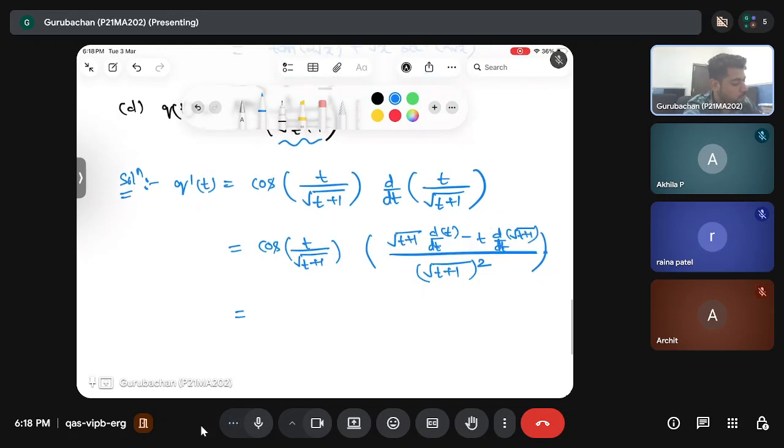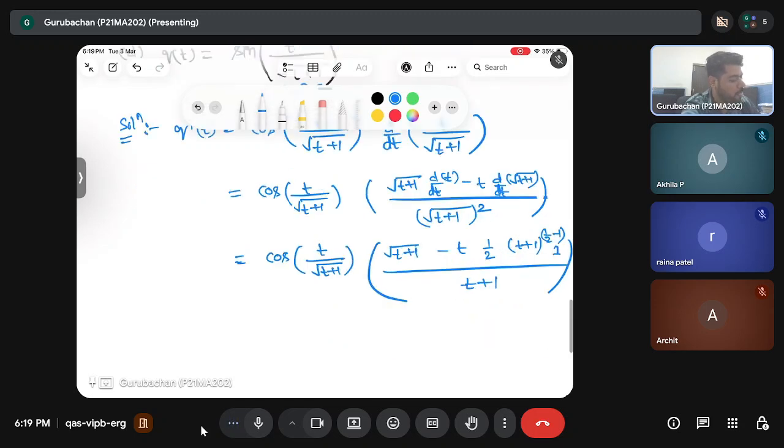So this will give you cos t by under root of t plus 1, and this will be under root of t plus 1 minus t. Again you have to apply the chain rule to under root t plus 1, so it will give you half under root t plus 1 to the power half minus 1, and the differentiation of t plus 1 is nothing but 1 divided by t plus 1.